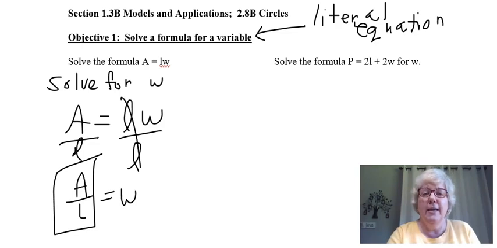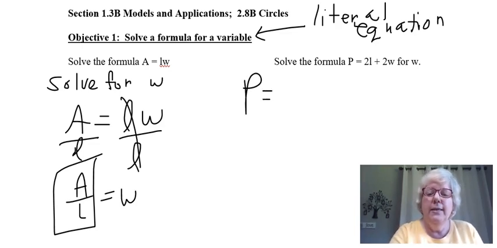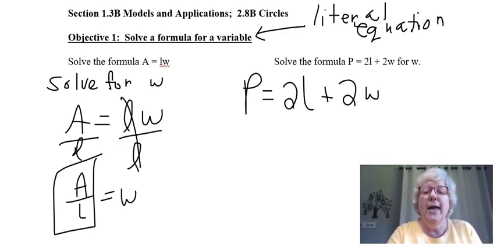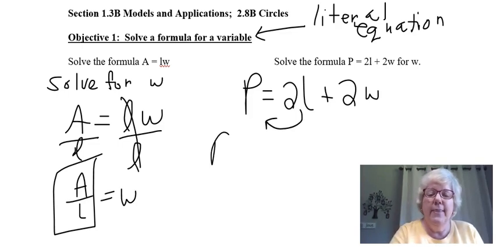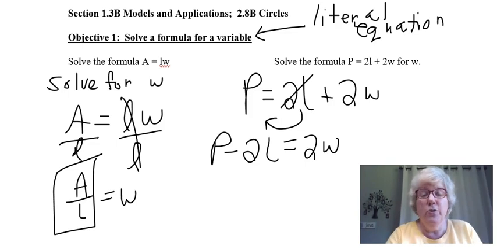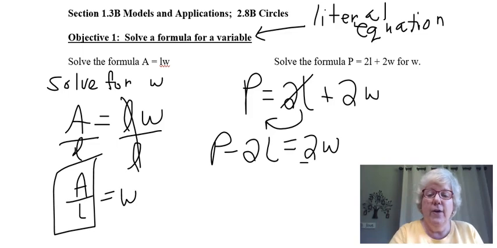Now, this second example over to the right is the good old perimeter formula that we've used before, and we want to solve it for W. So I will take P equals 2L plus 2W and isolate the W. I will move over the 2L, and that means I'll change the sign. Notice these are not like terms, so I can't really do the subtraction. And then to get the W by itself, I will simply divide by 2 on both sides.